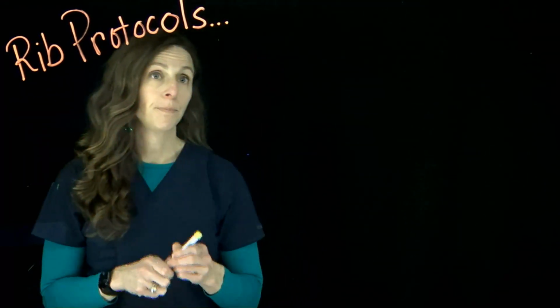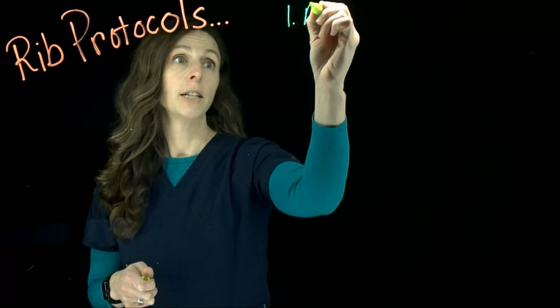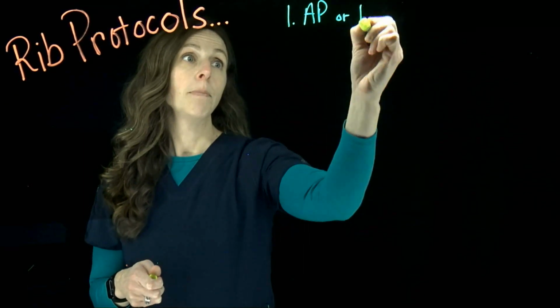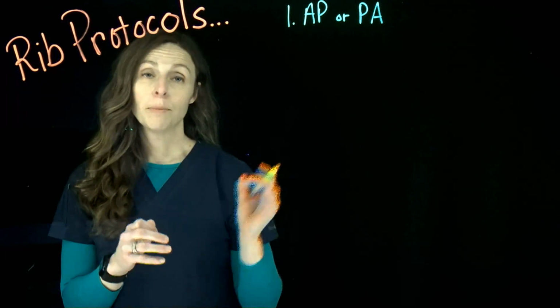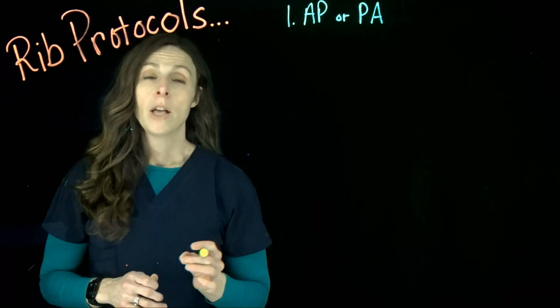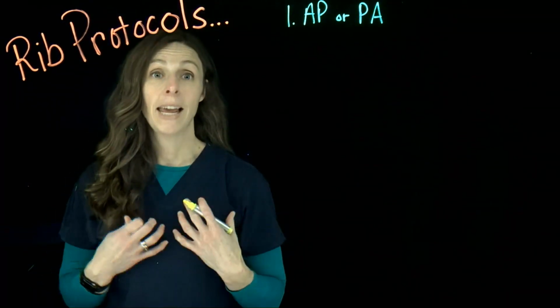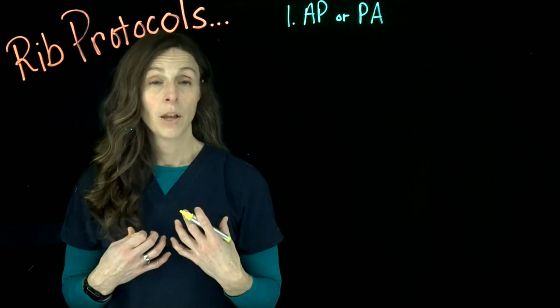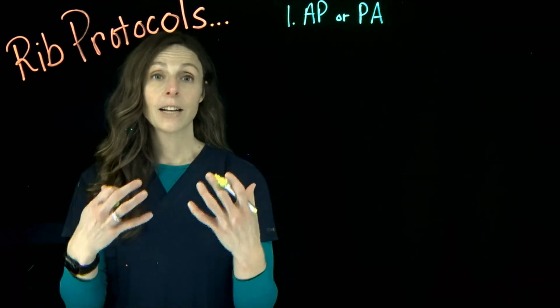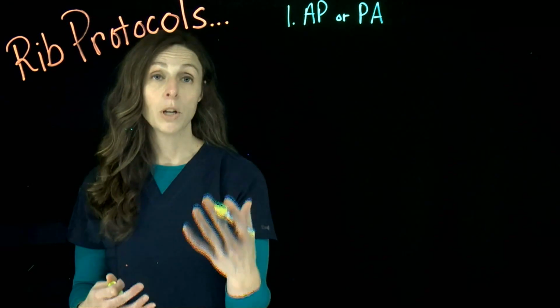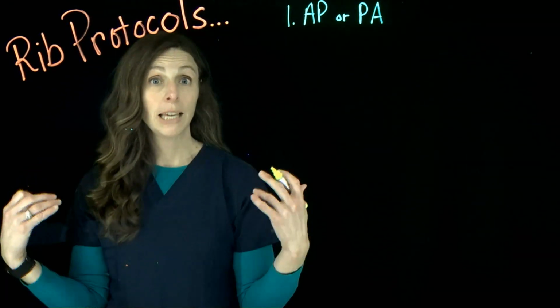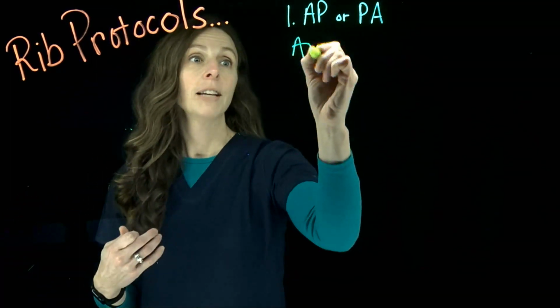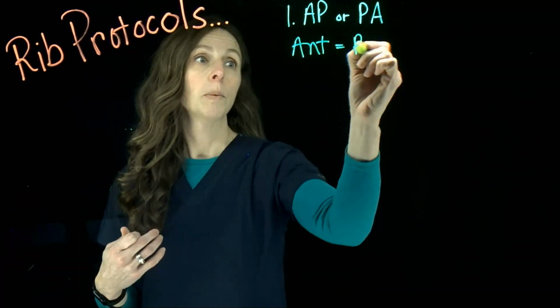So let me explain. Your first projection is always going to be an AP or a PA. And again, as I mentioned, it's based on the area of pain. So if your patient comes in with anterior rib pain, you want to put the anterior side closest to the image receptor because we know it provides better detail. So your first picture would be a PA. So if they're having anterior pain, you're going to do a PA.